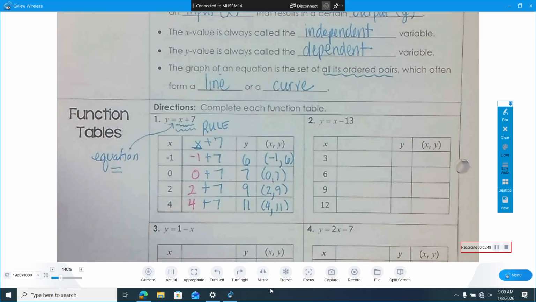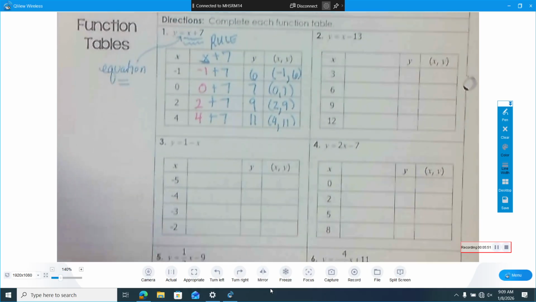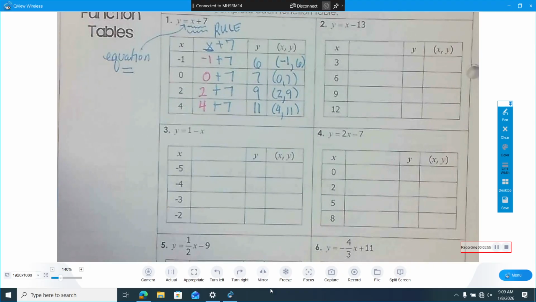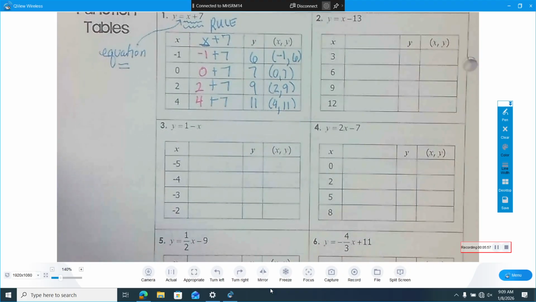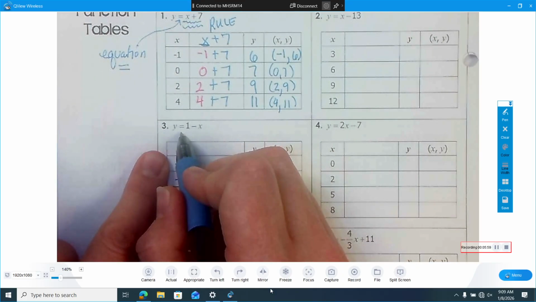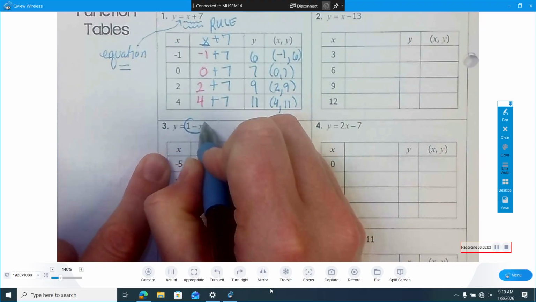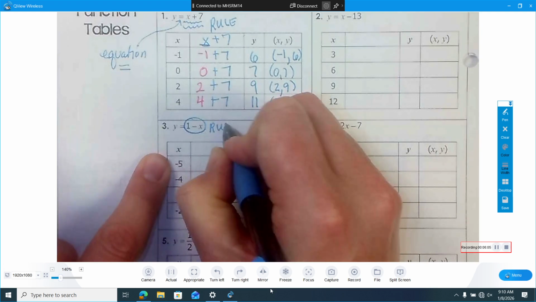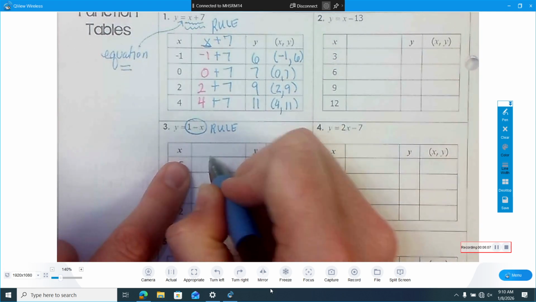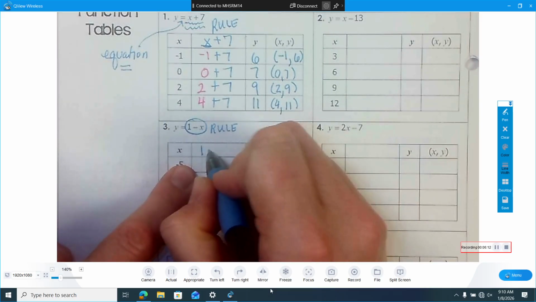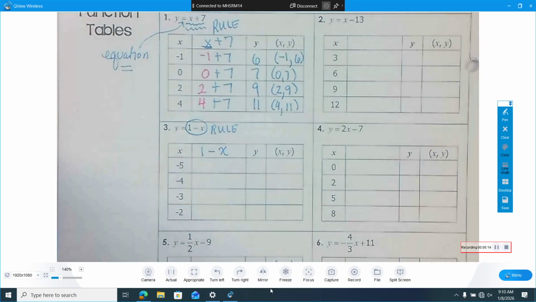All right. Let's skip down to number 3, which I think is a harder rule, actually. Again, we have this lovely equation, and we have this portion right here. That is our little rule that we're going to use to figure out what the y is equal to. So I'm going to write that at the top here so I know what I'm doing. Now this one is actually really, really, really tricky.